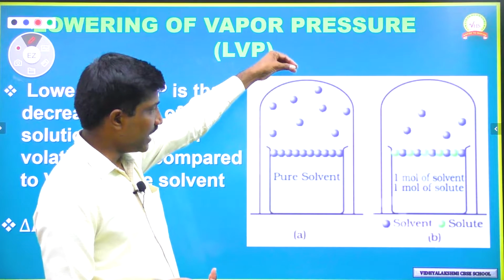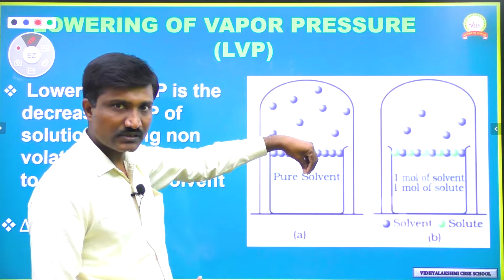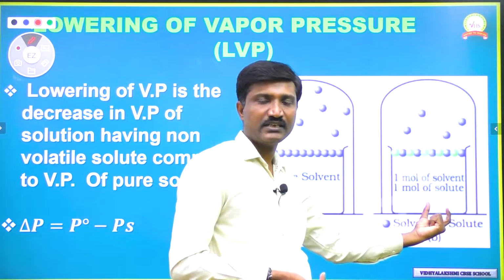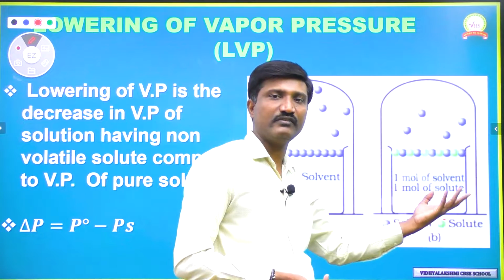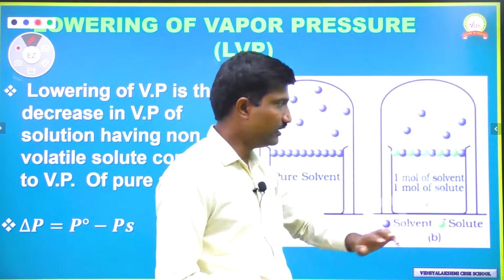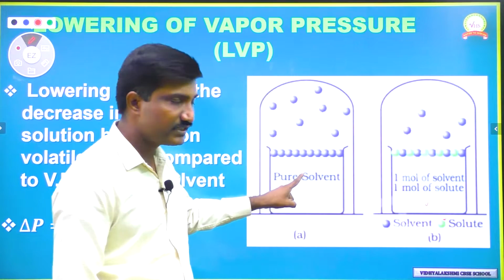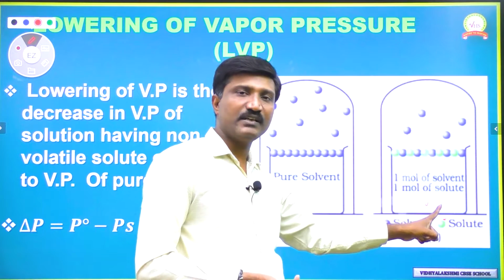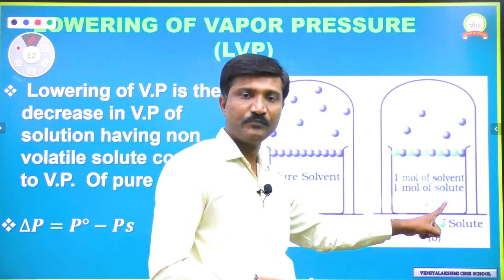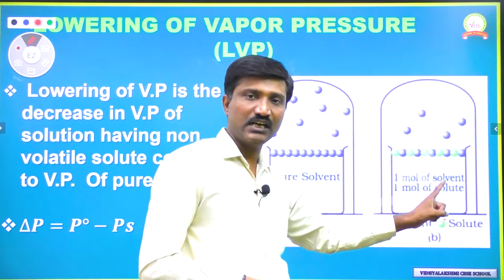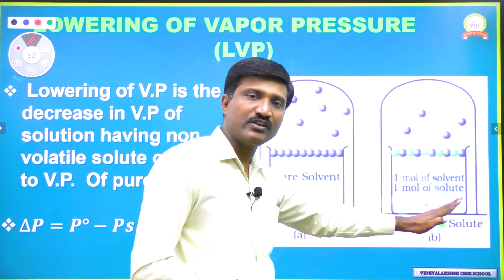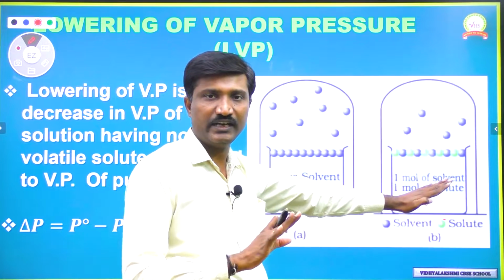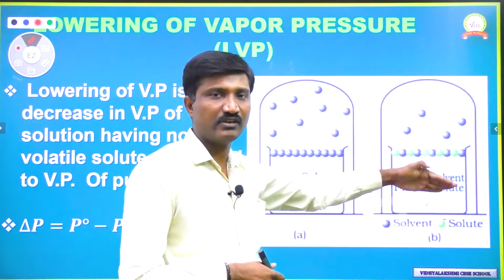When we add non-volatile solute to this pure solvent, we get a solution, because addition of solute to the solvent is called a solution. So this is a solution and this one is pure solvent. This is present in liquid state, and this one is also in the liquid state. But in this liquid, solute and solvent both are present. Which one shows vaporization? Only the solvent. Solute does not show any vaporization because it is non-volatile.